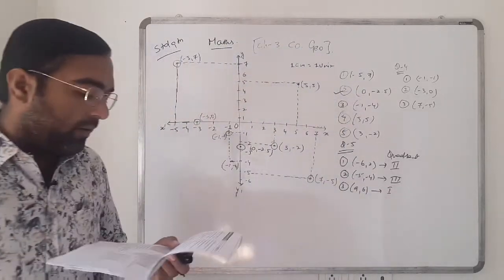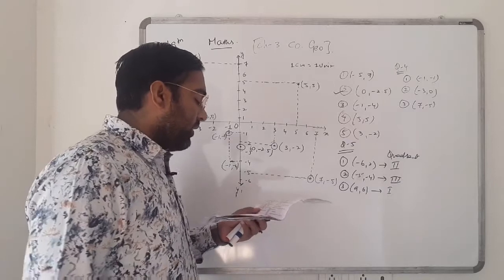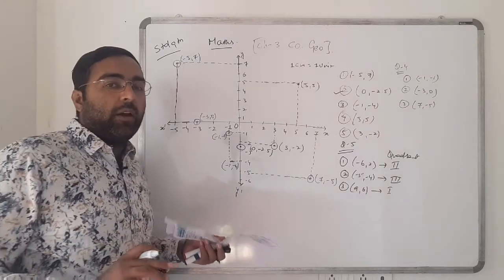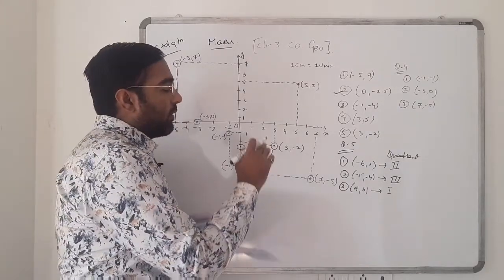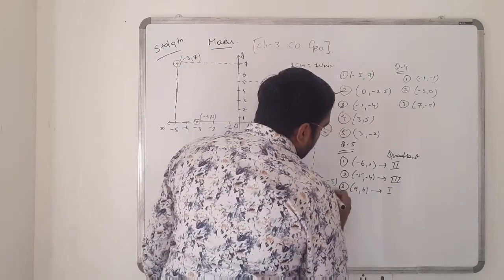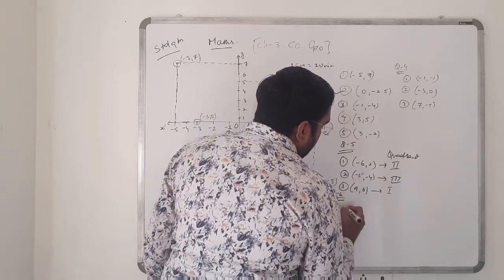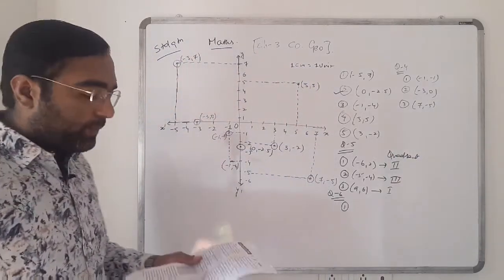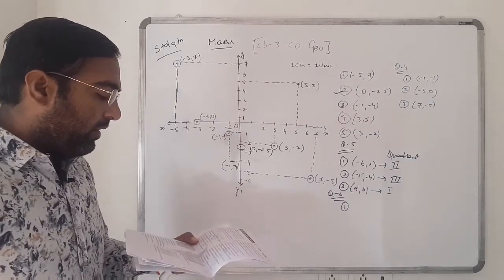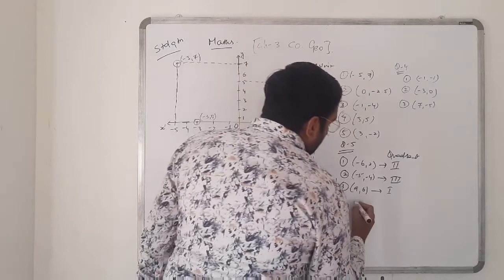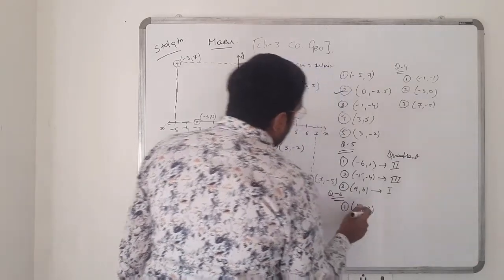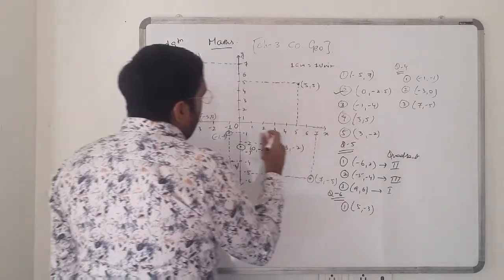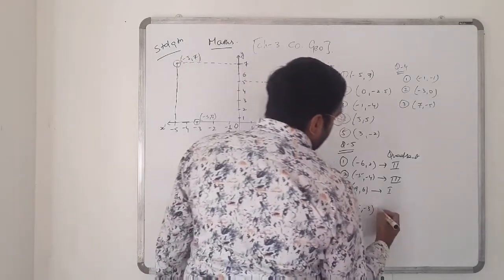Clear? Now we are moving on to question number 6. In which quadrant do the following points lie? Question number 6 is the same as question number 5, so I'll continue in the same place and write question number 6 here. So 5 comma minus 3. The x is positive and the y is negative, so plus and minus, that is the fourth quadrant.